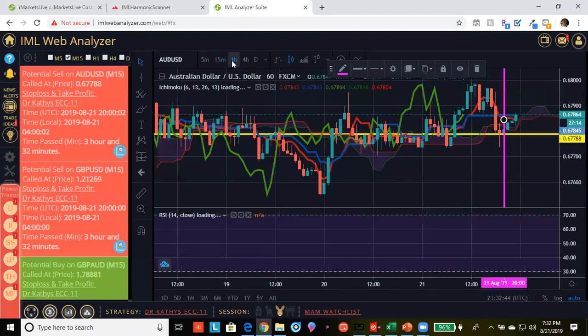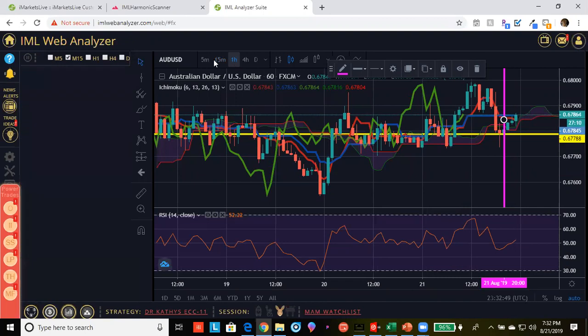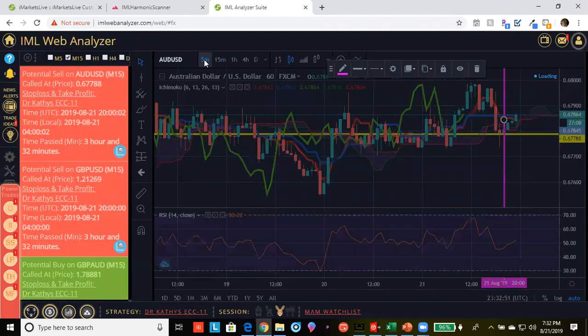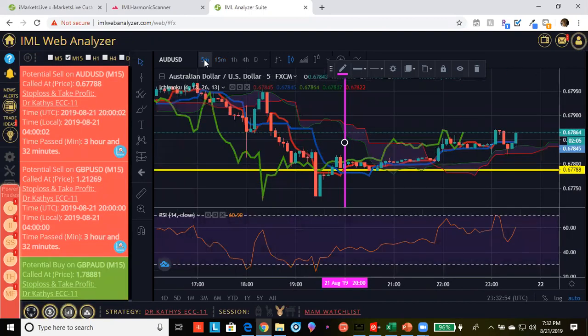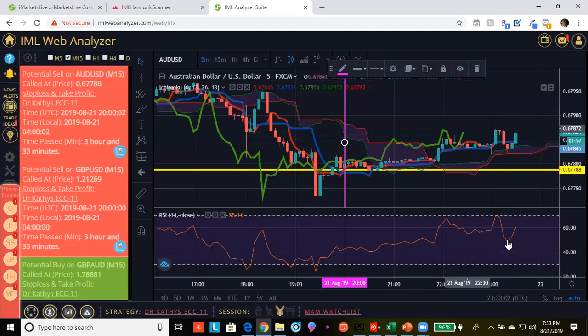So I'm looking at an hour chart, and it's above the cloud at that point. Right here on the 5-minute chart, still looking good. It's kind of intertwined, but my money line is going up. Also, my RSI line.